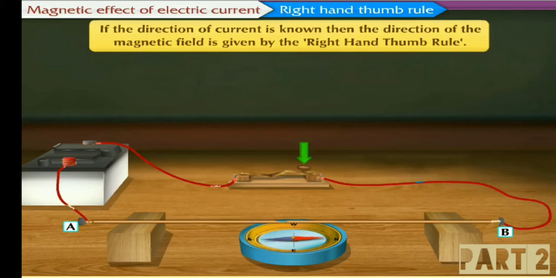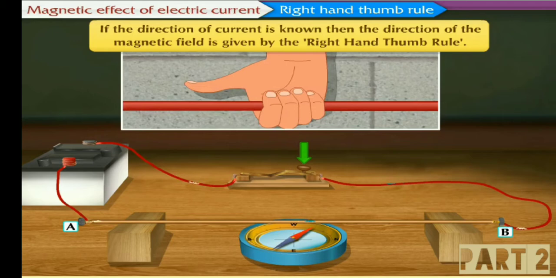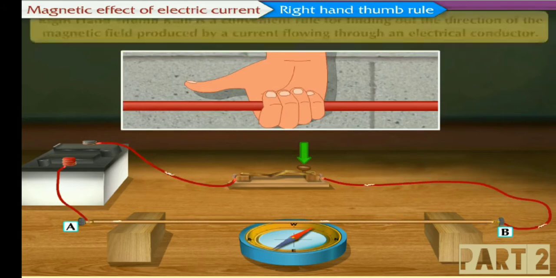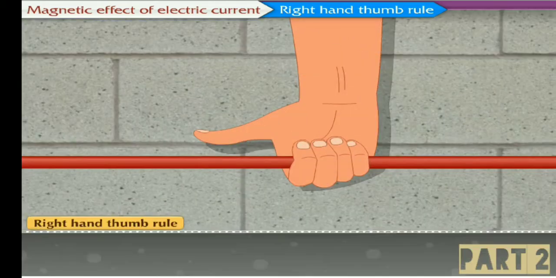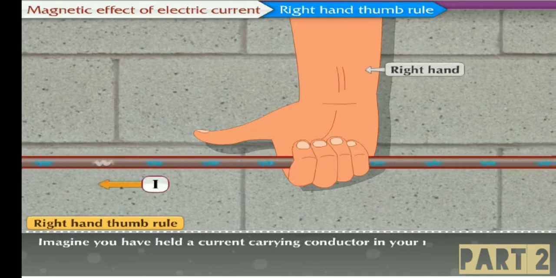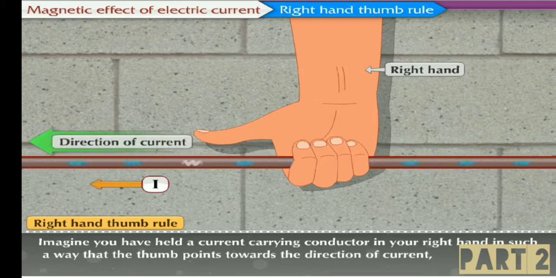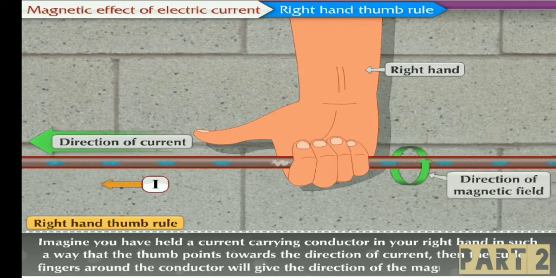Right-hand thumb rule. If the direction of current is known, then the direction of the magnetic field is given by the right-hand thumb rule. This is a convenient rule for finding out the direction of the magnetic field produced by a current flowing through an electrical conductor. According to the right-hand thumb rule, imagine you have held a current-carrying conductor in your right hand in such a way that the thumb points towards the direction of the current. Then the curled fingers around the conductor will give the direction of the magnetic field lines.